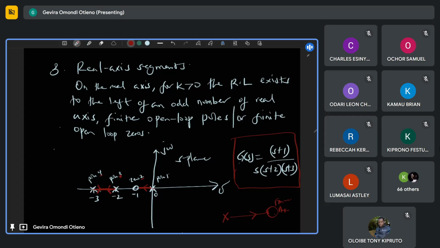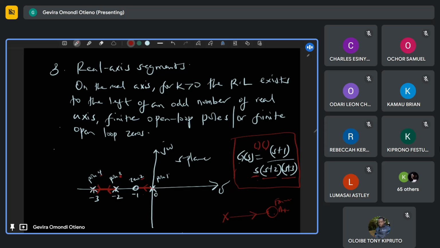But in our case here, in our G of S, there is only one 0 provided. But we have 3 poles. Notice we have the pole at 0, at -2, and at -3. It therefore means if a pole must terminate at a 0, then we have zeros here. There must be 3 zeros. Because we have 3 poles, we must have 3 zeros.